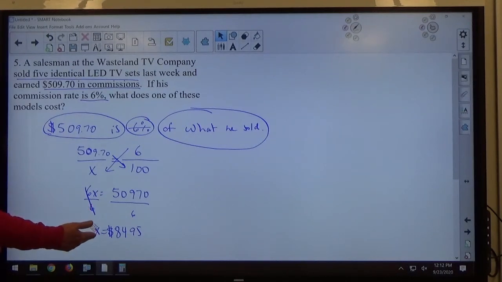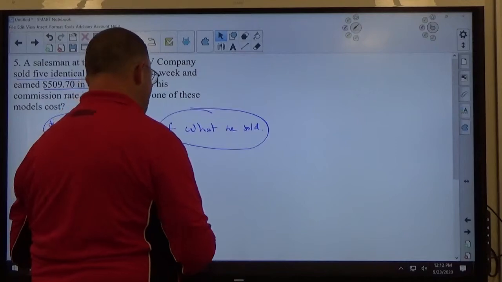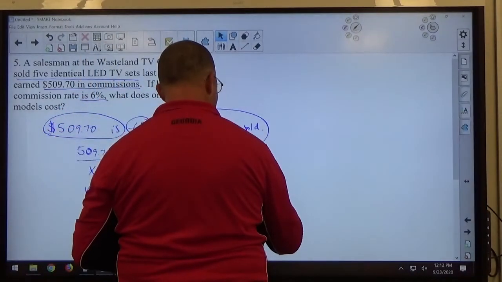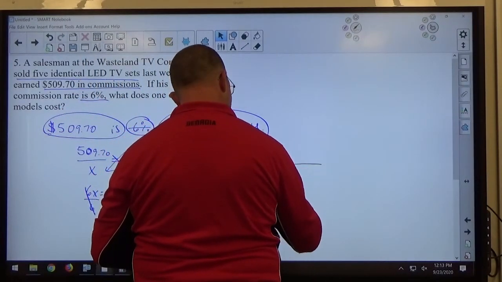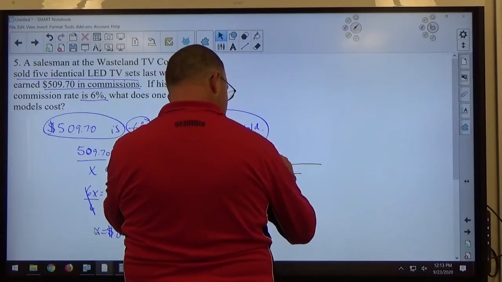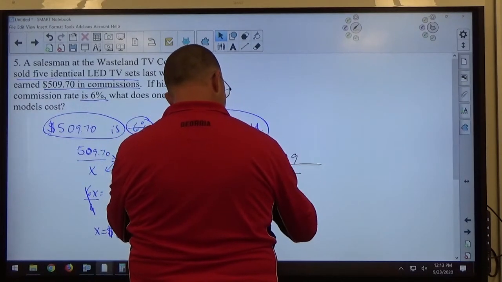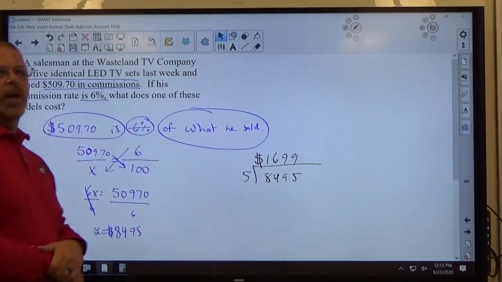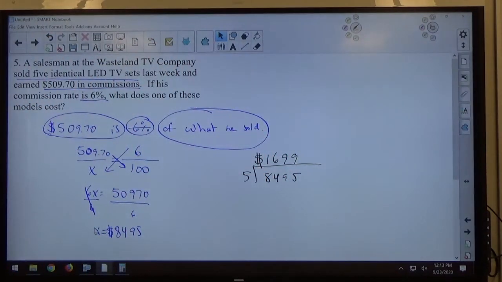This is the cost of how many TVs? 5. So to get the cost of one TV, we have to divide the price of 5 TVs by 5, right? So if it's $8,495 for 5 TVs, I have to do 5 into $8,495. And again, what is it? 1,699. Every one of those TVs is $1,699.